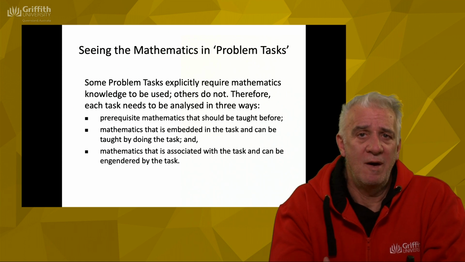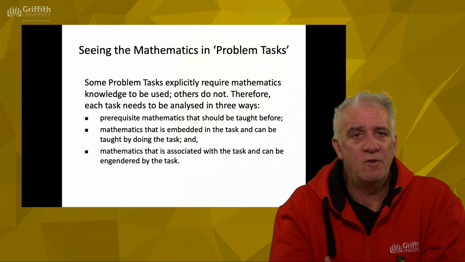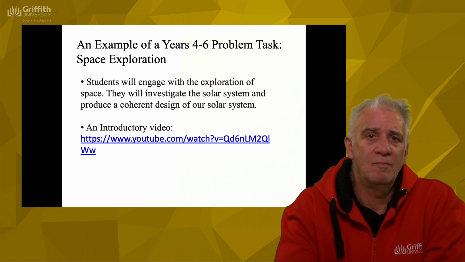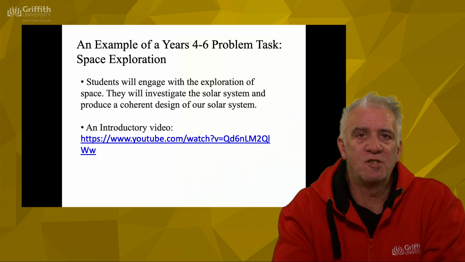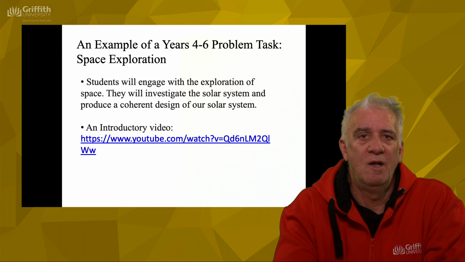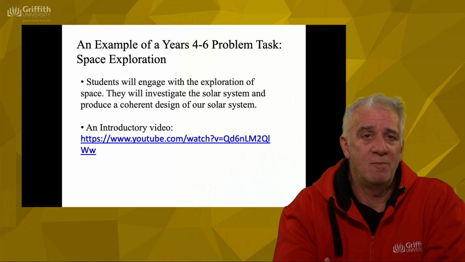And then the third part is what mathematics is associated with the task and can be engendered by the task. So as you look at a task or a problem, see if you can identify some of these sorts of things. And here's an example. Students could be asked to do a problem-solving task around space exploration. And they're going to investigate the solar system, perhaps part of their science program as well, and they're going to develop a coherent design for the solar system. The video is there for you to use and look at, which might give you a start. And maybe you'd show the kids the video.